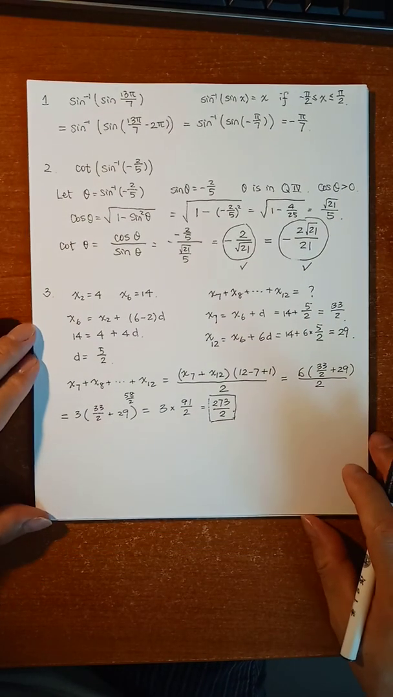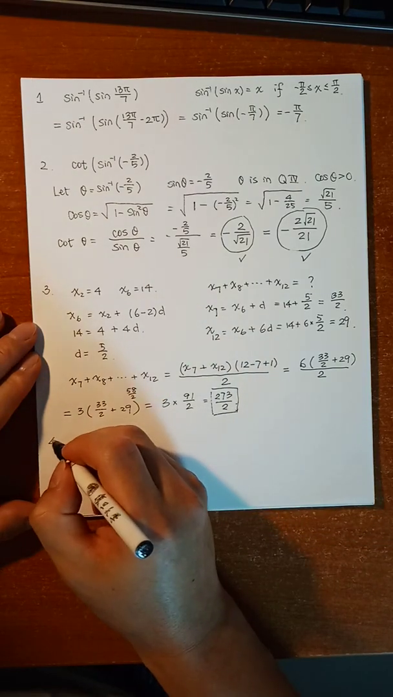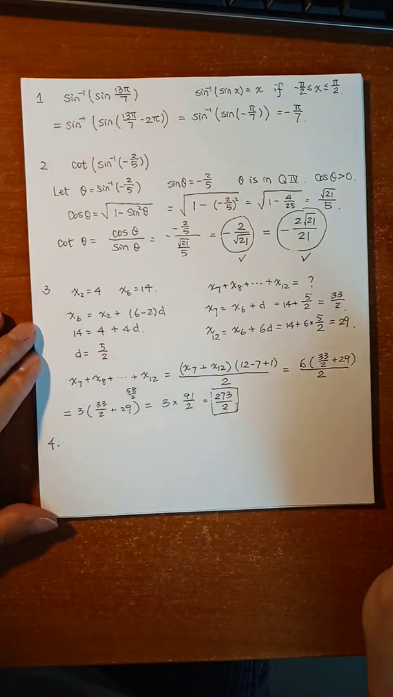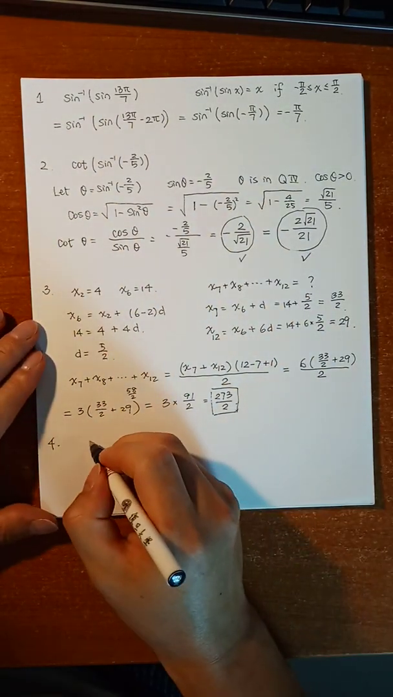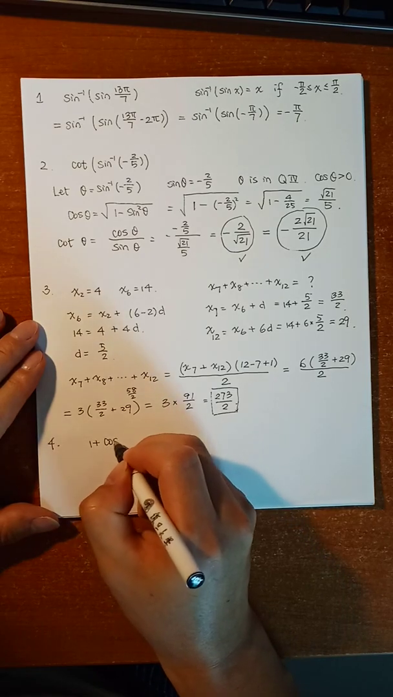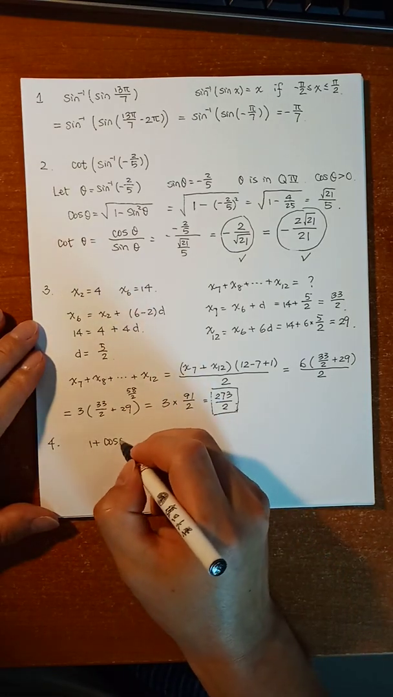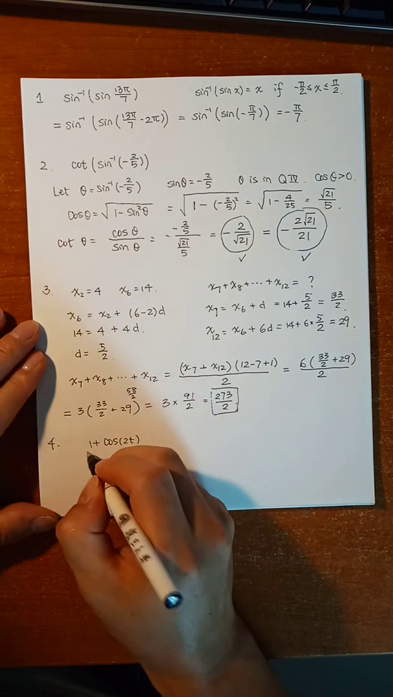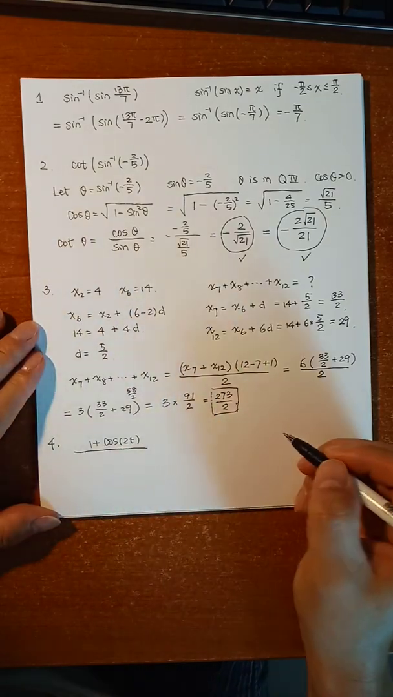All right, so problem 4. Problem 4, we verify the identity. So let's see. 1 plus cosine. The left side, we start from the left side. You cannot write equality from the first step.